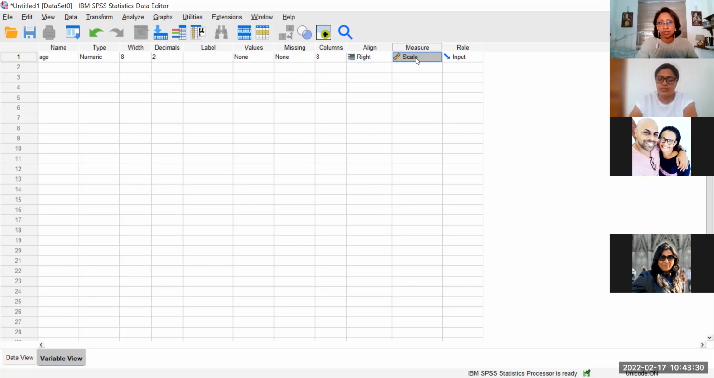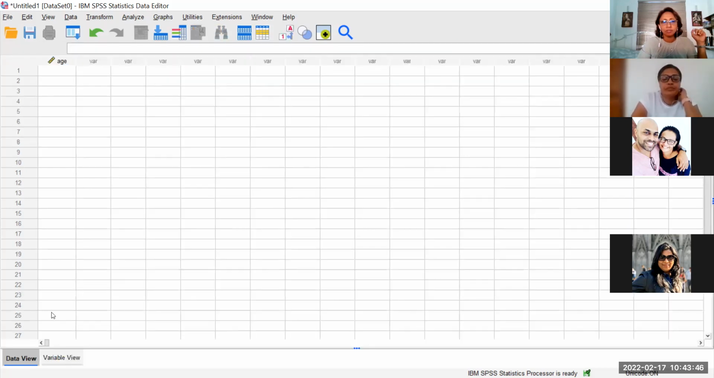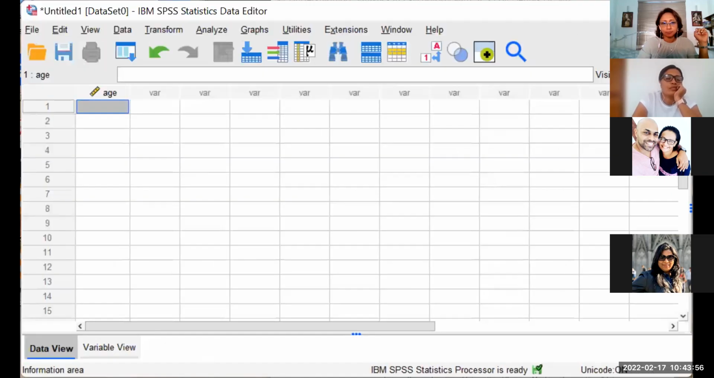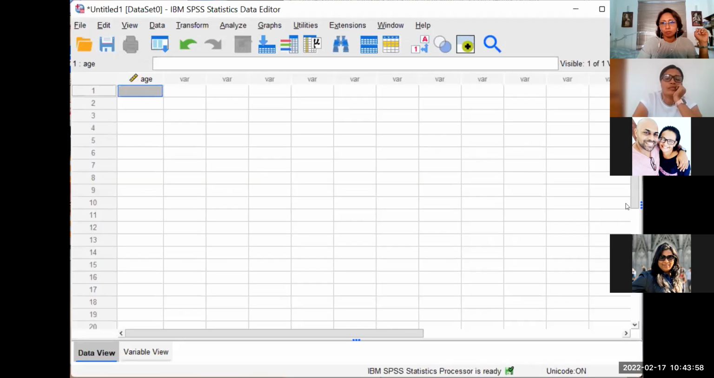Age is not nominal in this case because we are going to calculate the mean and all these, as well as the standard deviation. So it has to be a scale measurement. Age has no decimal points, so we make it 0. And that's it. We go to data view and we already have our heading called age. So here we put in our data. What is our data?